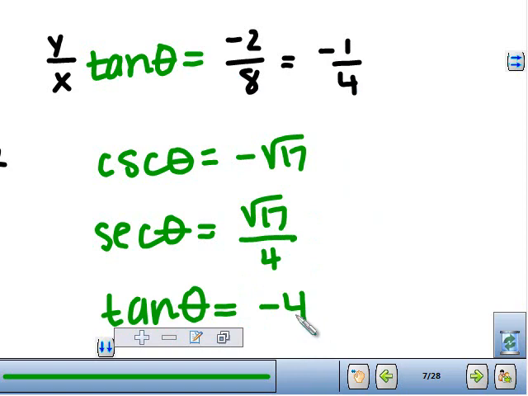Make sure you do your signs correctly. If cosine's positive, secant's positive. Sine's negative, so cosecant's negative. And make sure that that corresponds to your quadrant as well. So in quadrant 4, cosine should be positive, and its reciprocal, the rest are negative.